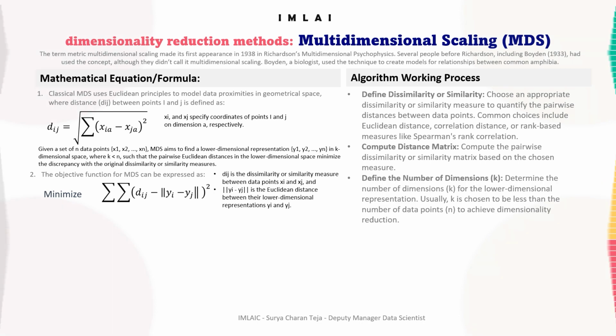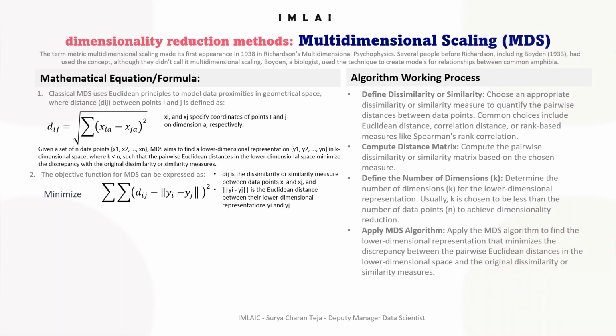Then it's time to apply the MDS algorithm. Apply the MDS algorithm to find lower dimensional representations that minimize the discrepancy between the pairwise Euclidean distances in the lower dimensional space and the original dissimilarity or similarity measures. And the last step is visualization. Visualize the lower dimensional representation to gain insights into the underlying structure of the data.